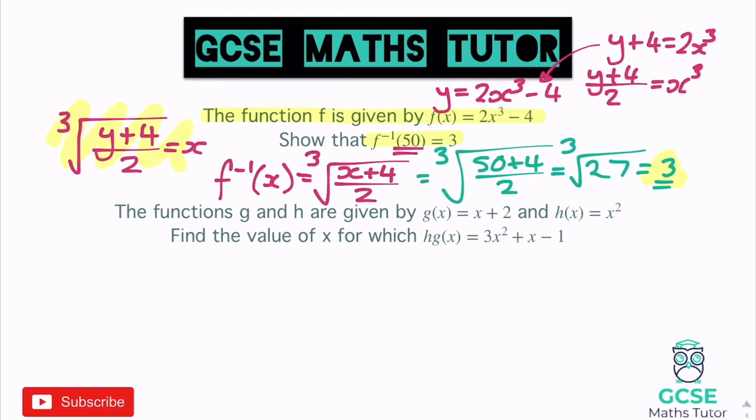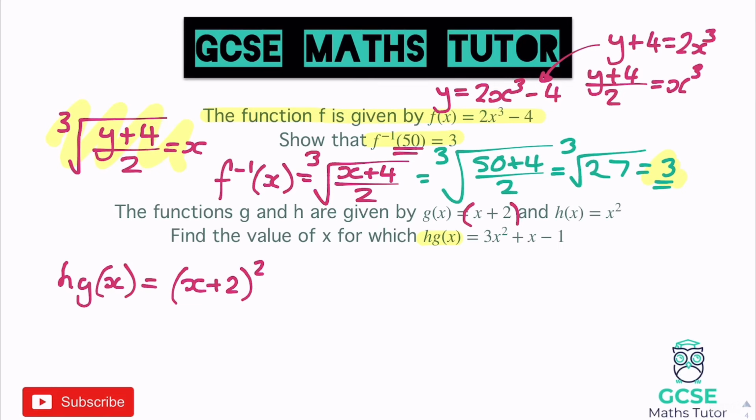Then for the next part of this question, it says the functions g and h are given by g of x equals x plus 2 and h of x equals x squared. It says find the value of x for which hgx is equal to 3x squared plus x minus 1. To start with, we need to find what hgx is, and that means subbing g into h. We need to put a bracket round g and sub it into h. So our expression for hgx is going to be x plus 2, and that is x squared, so that's x plus 2 squared.